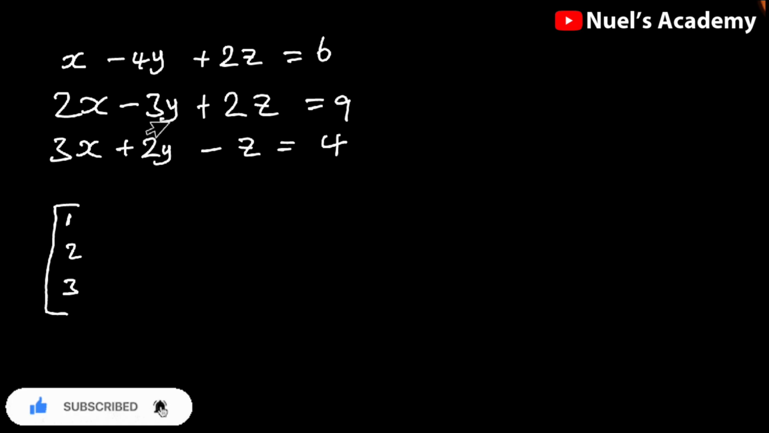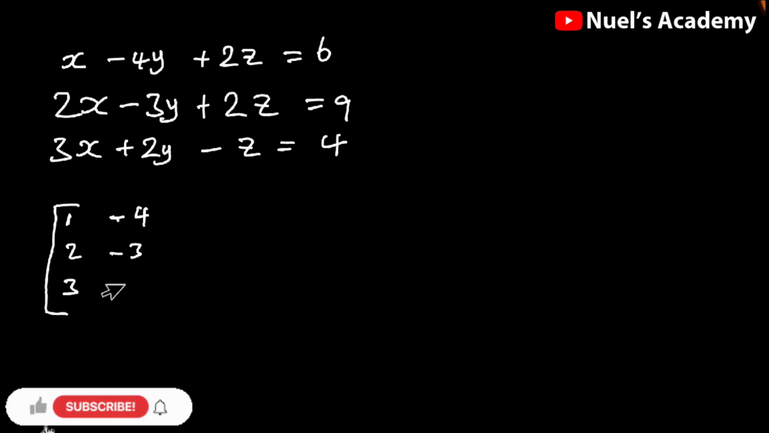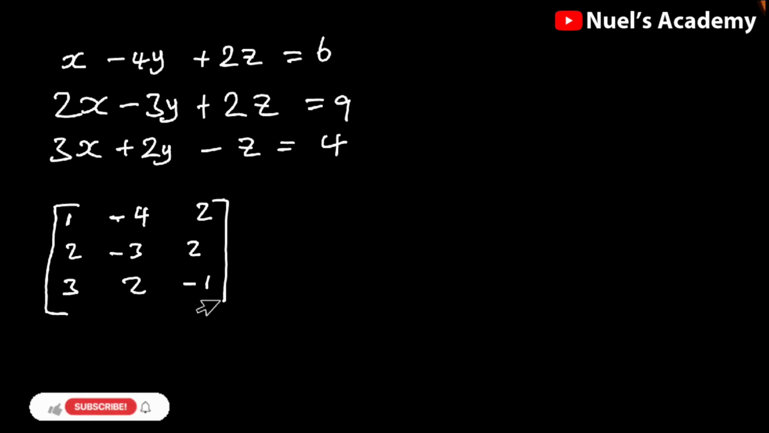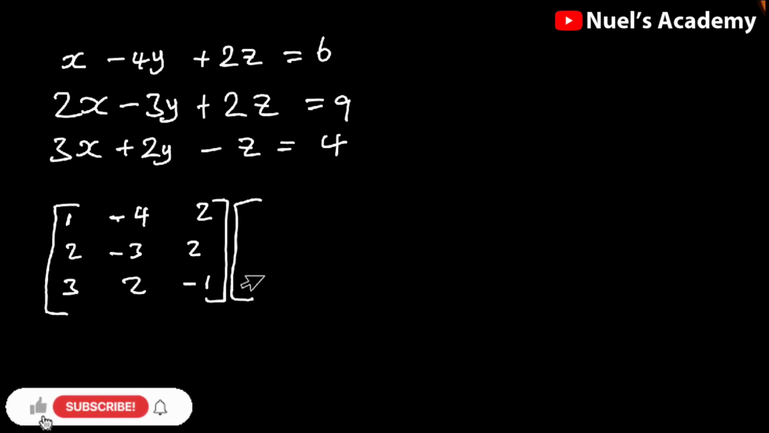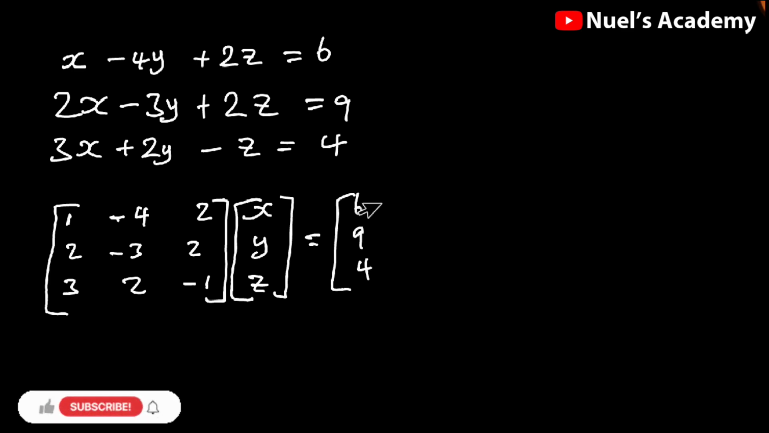And the second column will be made up of the coefficients of y, which is -4, -3, and 2. And the third column will be made up of the coefficients of z, which is 2, 2, and -1. Then we multiply this coefficient matrix by the variables, which are x, y, and z, equal to the constants, which is 6, 9, and 4.